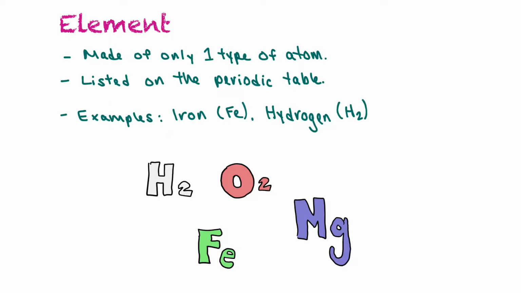Elements are made up of only 1 type of particle or atom, and elements are listed on the periodic table of elements, which we will refer to a lot in this unit. Some examples of elements would be iron. The symbol for iron is Fe. Or hydrogen. Hydrogen is made up of only 1 type of atom. It actually has 2 of them joined together, so it's H2. Another one would be oxygen, O2, or magnesium, Mg. And we will learn how to read a periodic table and interpret what the symbols mean a little bit later.